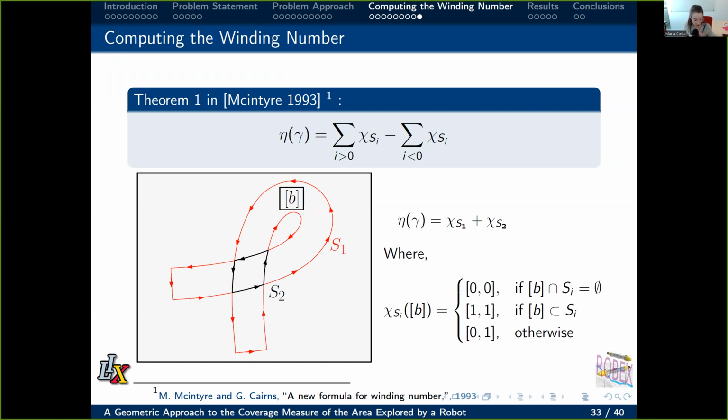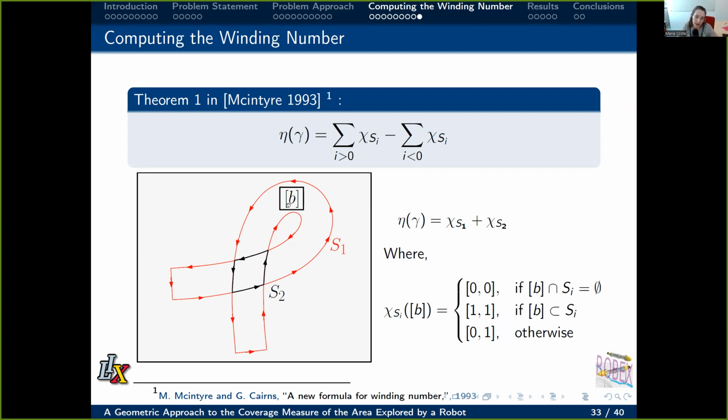And like I mentioned, we want to characterize the explored area efficiently. So we are not going to compute the winding number for all the points individually. We are going to compute the winding number for boxes instead of points. The only thing that changes is that we had to adapt the characteristic function. So the characteristic function for a box is equal to the singleton 0 if this box doesn't intersect the set, is equal to the singleton 1 if this box is a subset of the set, and in the interval [0, 1] otherwise.